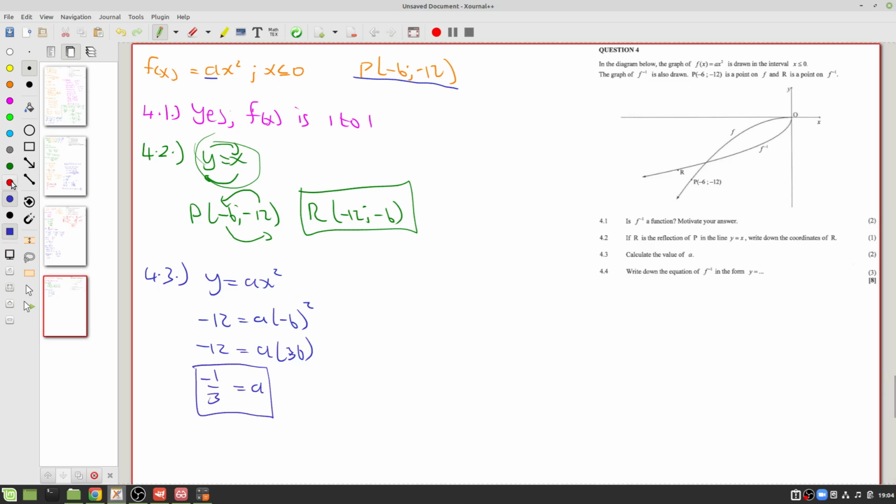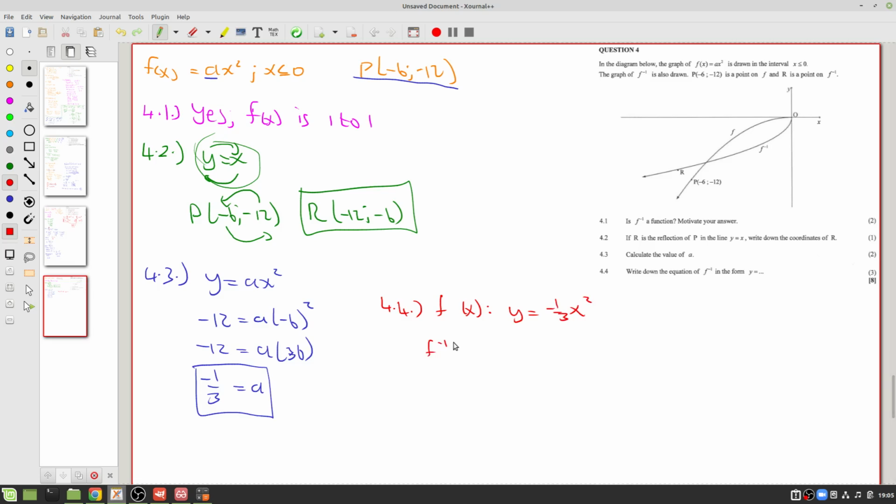Nice. Good, and now we get to question 4.4. This is a pretty short question, it looks like. Write down the equation of the inverse of f in the form y equals. Okay, so let's first start with not the inverse, just f. The normal equation of f was y equals ax squared. And we know what a is, so let's put that in. y equals negative a third x squared.